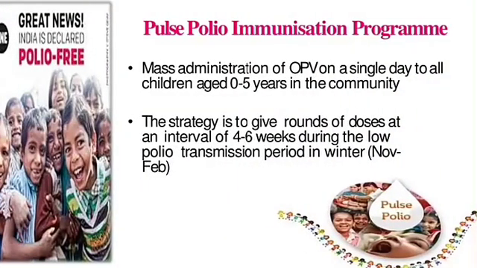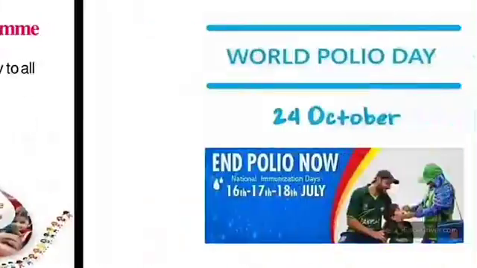Pulse polio immunization program: the mass administration of the OPV on a single day to all children aged 0 to 5 years in the community. The strategy is to give rounds of doses at an interval of 4 to 6 weeks during the low polio transmission period in the winter. It is November to February.